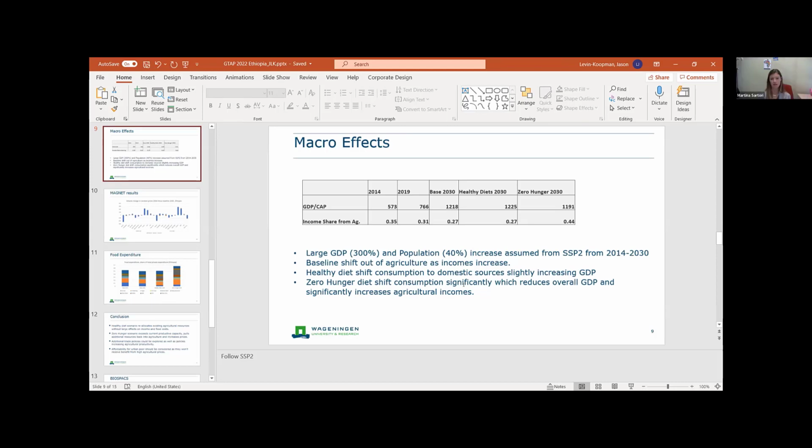You see here at the top right hand, this is the GDP per capita. It does decrease slightly, not significantly, but slightly from the baseline. So this real strong shift of preference to these agricultural products does decrease total economic activity.